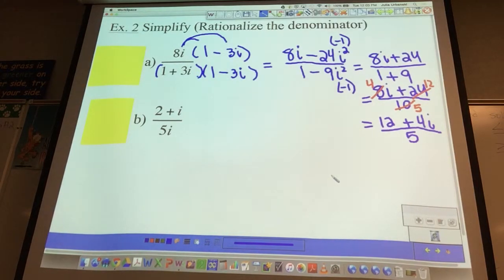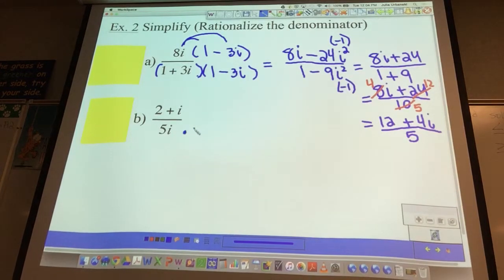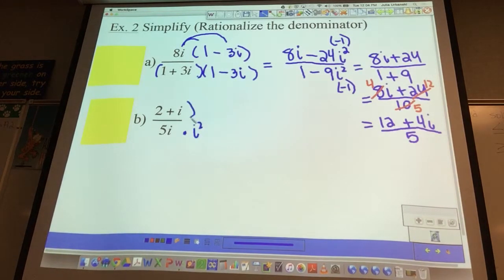Questions on the steps? No. Letter B is easier. Can you tell me what's the difference between A and B in the denominator? They don't have an addition sign. Good. Letter B doesn't have the addition sign, so it's a lot easier. We want to make i squared up here. Watch how that helps us. Do times i, and then times i.